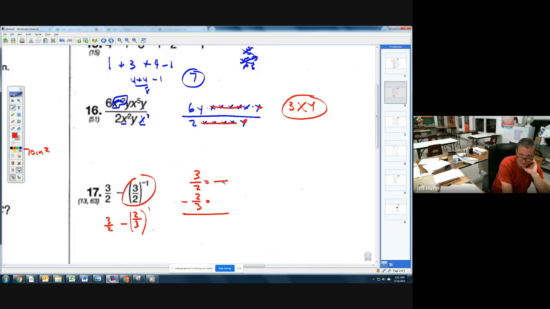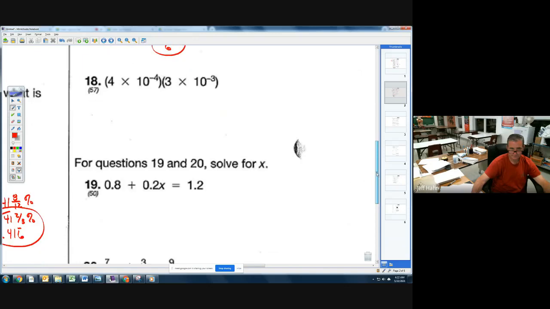Common denominator of 6. This times 2, that times 2 is 4/6. This times 3, that times 3 is 9/6. 9/6 minus 4/6 is 5/6. A couple more, ladies and gentlemen.